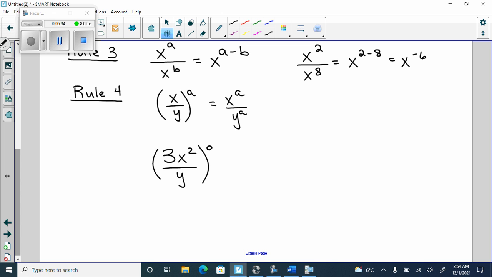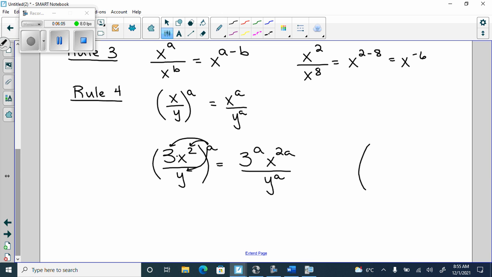Let's put it to the a as well. Put it to variable, we can do it to variable, we can do it to anything. What do you think is the thing that people are going to forget to do? Yes, make the 3 to the power of a. Everyone does it to the x and everyone does it to the y, but they forget to do it to the coefficient. This is multiplied. So this goes to the 3, this goes to the x, this goes to the y. So we would get 3 to the a, x to the 2a over y to the a.